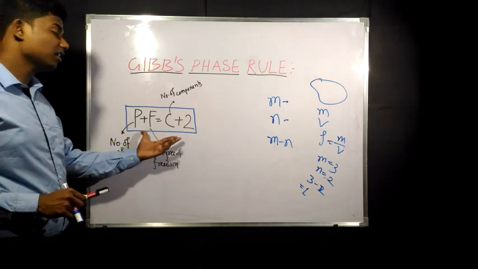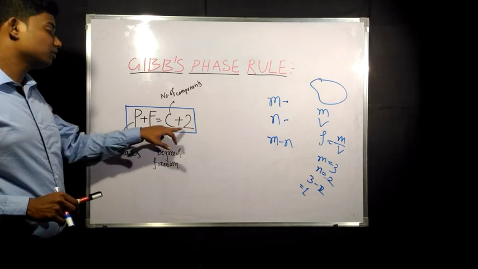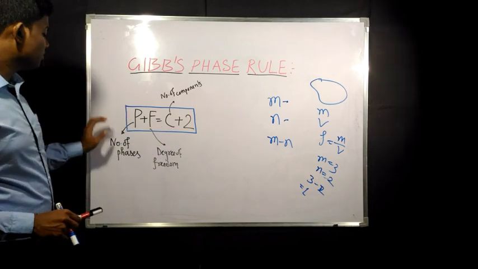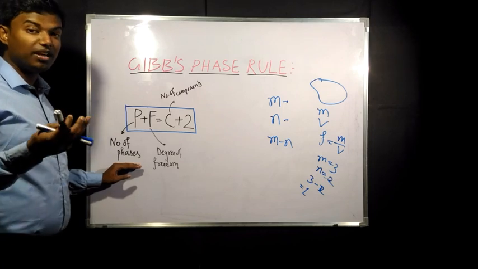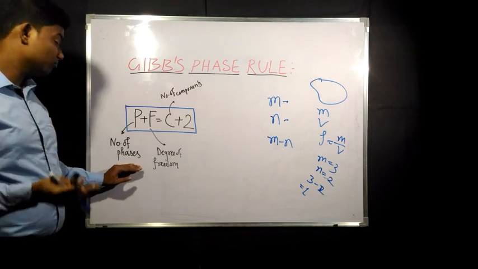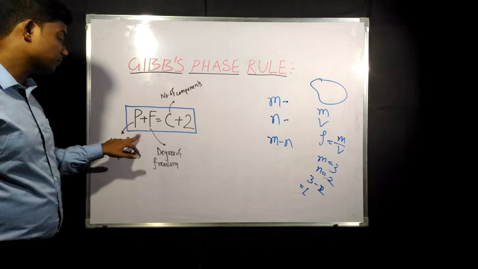Now in this formula, we have said that P plus F equals C plus 2. Now what is P? P is going to act as the number of phases. How many phases are there? Solid, liquid, gas, how many phases are there? This will be defined by P.